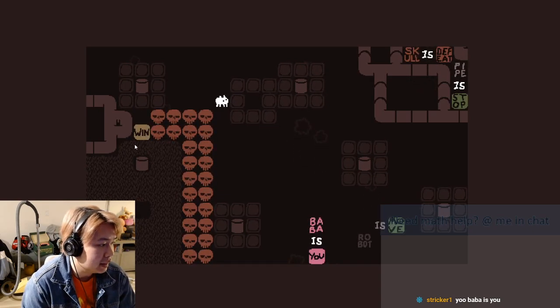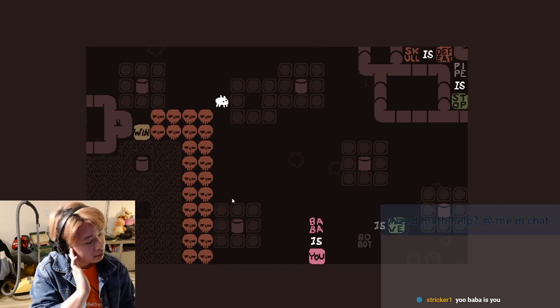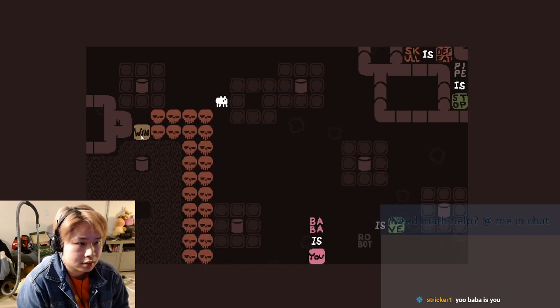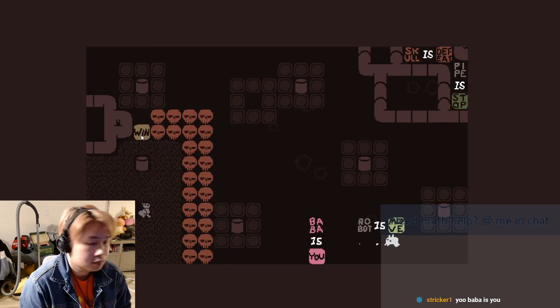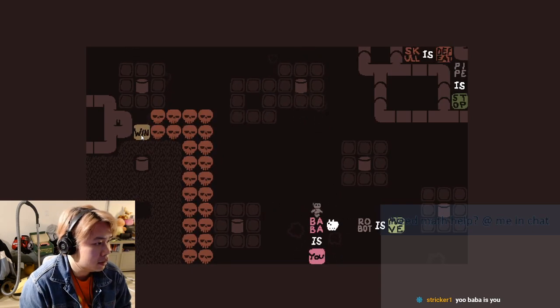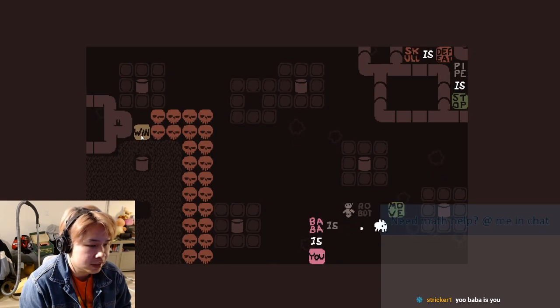Because this pipe is in the way. See, the plan was I thought I could push this all the way down here, and then eventually the robot will push it out of the skull, and then I can play around with the win. But I can't even do that. So here's my robot, and he's just gonna keep walking back and forth. What happens if I do Baba is robot? Oh. Then.